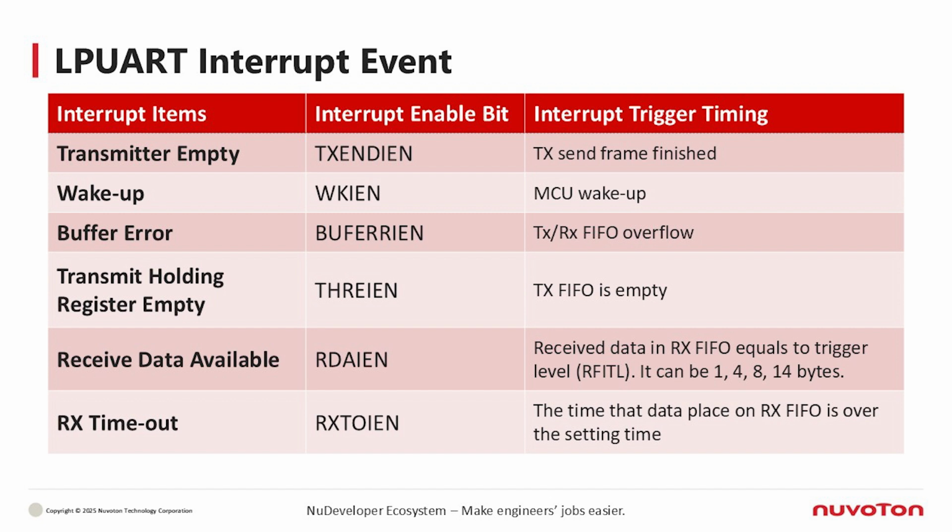4. Transmit holding register empty. This occurs when the transmit FIFO becomes empty. 5. Receive data available, triggered when the number of bytes in the receive FIFO reaches the programmed threshold, which can be set to 1, 4, 8, or 14 bytes. 6. RX timeout. This happens when data stays in the receive FIFO longer than the configured timeout period.